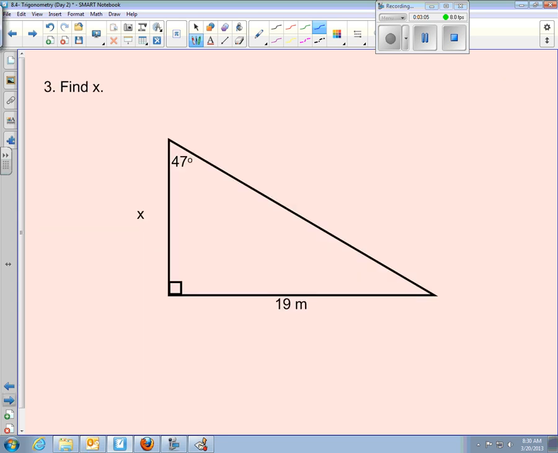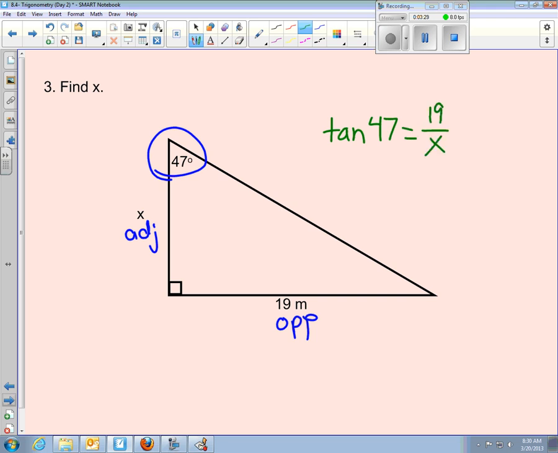Okay, here's another one. We have angle 47, and we need to find x. In relationship to 47, x is our adjacent, and 19 is our opposite. Opposite and adjacent, again, that's going to pull us to tangent. So we're going to have tangent of 47 equals our opposite over our adjacent. Now this time x is the denominator, so we want to get rid of that divide by x. So we're going to times by x on both sides. And now we have x times the tangent of 47 equals 19.